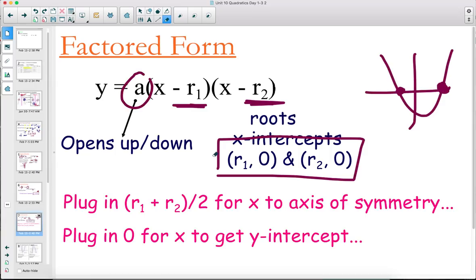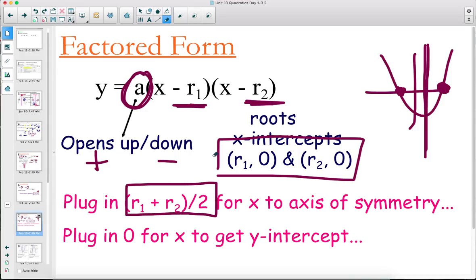And just like all the equations, when there's a number in front, we look to see if it opens up if it's positive. It opens down if that number in front is negative. And then just a quick reminder, whenever we have two x-intercepts, the axis of symmetry is always in the middle of those. So we can always add and divide by 2 to find where our middle is.